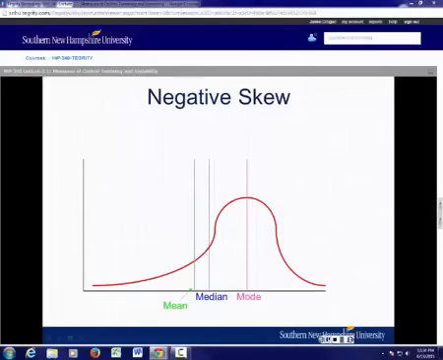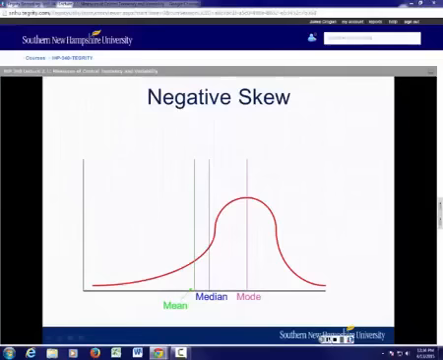There is one or maybe two scores sitting way down at the left-hand side of the x-axis, the horizontal axis. The presence of that one or two extremely low scores pulls the tail of that normal curve way out to the left-hand side. And because you have one very low value compared to the rest of the values, the mean is going to be pulled down toward that value.